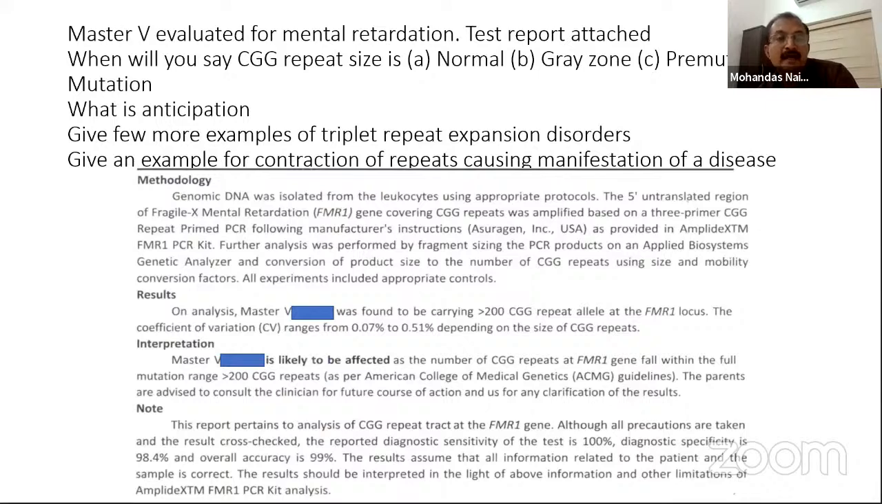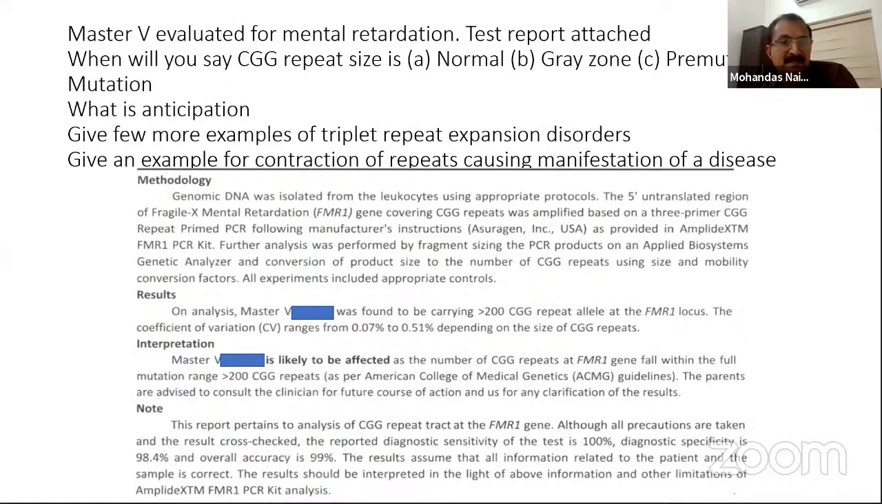So you can have sometimes a normal number of repeats. Anything less than 40, 42 CGG repeats are called as normal. 42 to 58 something is called as a gray zone. And in some textbooks, less than 50 is taken as normal, and more than 50, less than 200 is considered as pre-mutation. So between 50 or 58 and 200 is considered as pre-mutation, and more than 200 is considered as mutation.